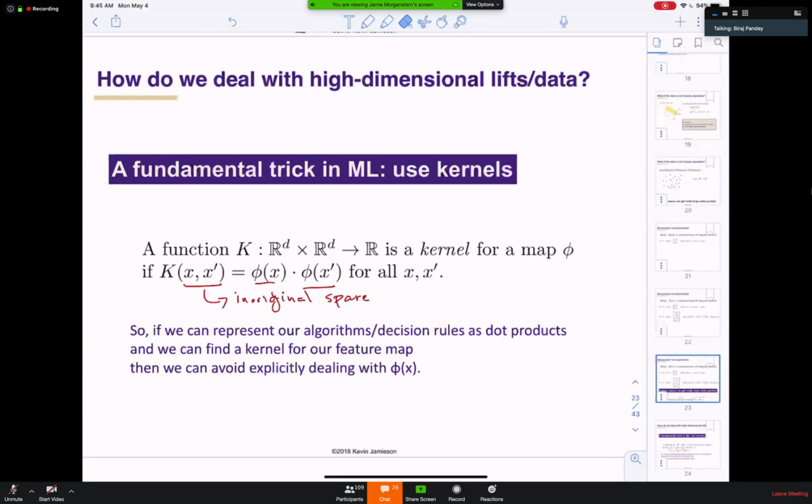Is there any restriction on the kind of phis you can use, the kind of lifting maps you can use? What kind of phis can you use?